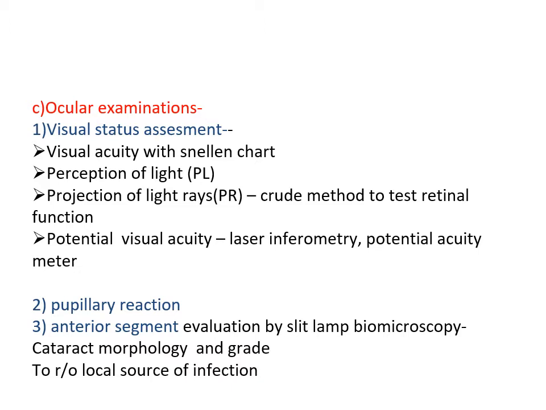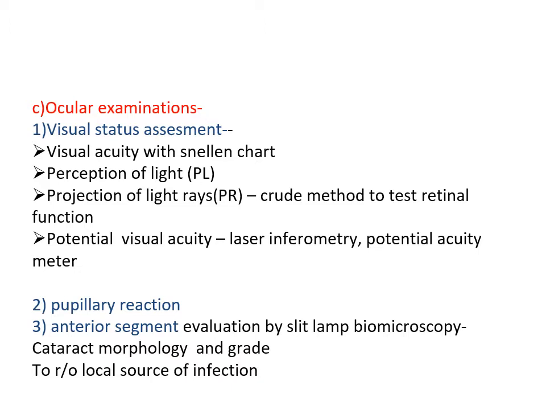Then a recent advanced assessment like the potential visual acuity meter. It uses laser interferometry and can predict the visual acuity which can be gained after cataract surgery. Then the second most important is pupillary reaction, to rule out any abnormal pupillary reaction. If there is any lesion of the optic nerve or pupillary pathway, it can be detected by the pupillary reaction.